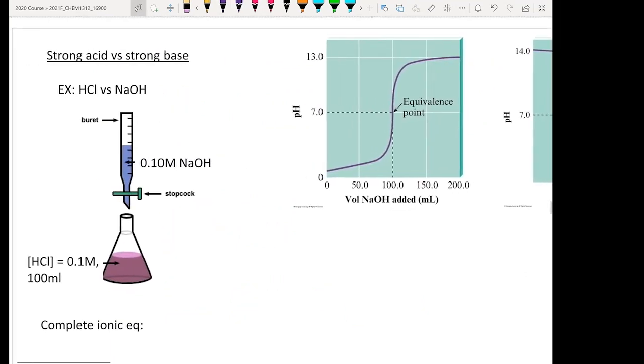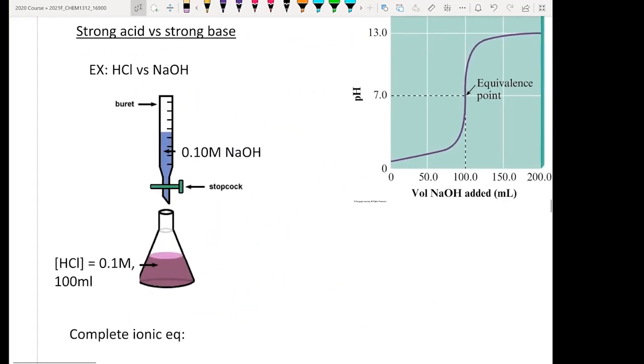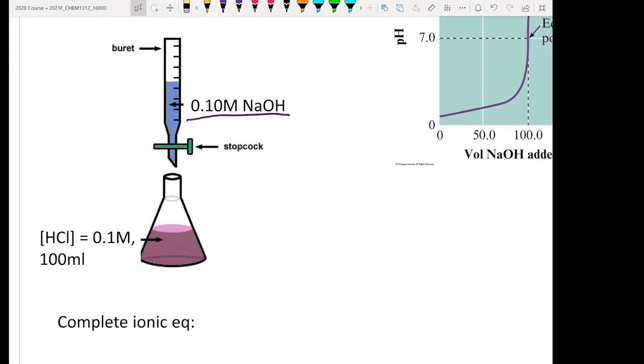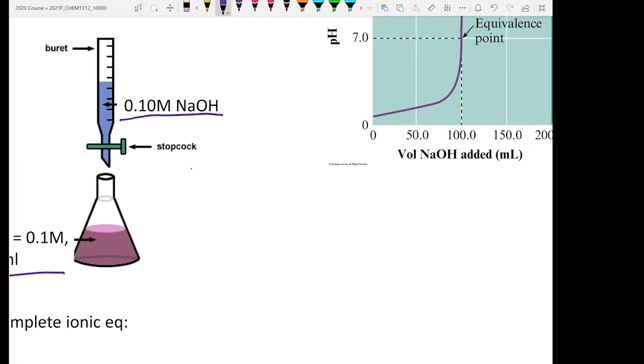Okay, so this is the first question that we are going to do. We want to talk about the strong acid, strong base situation. In this example, you have 0.1 N sodium hydroxide solution, and then you have 0.1 N HCl solution with a volume of 100 ml. Step number 1, list out our titrant and analyte, right? So what is your titrant? NaOH, right?